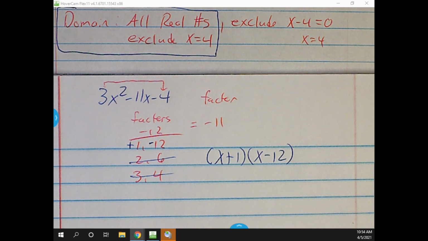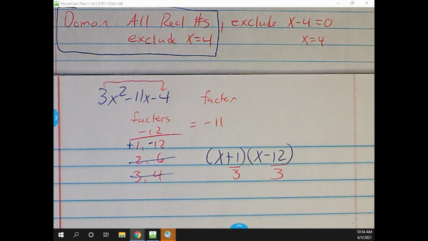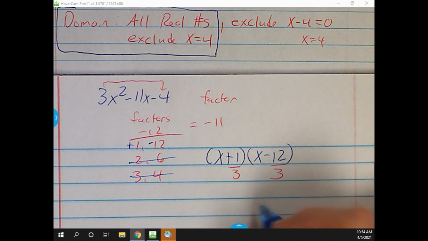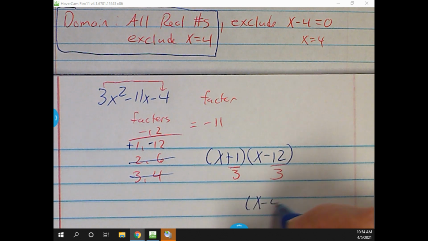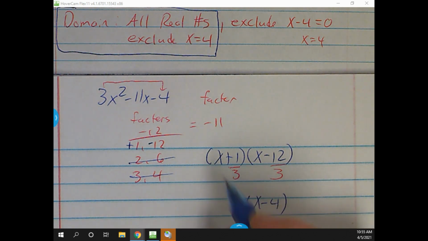Okay, but with the AC method, because we multiplied by 3 in the beginning, we've got to go back and divide by 3 to make this thing kind of even back out. This one, you get x minus 4. This one doesn't simplify with the 1/3, so that's where we said we'd do the bottoms up, take the 3, pull it up in front of the x to make it 3x plus 1.